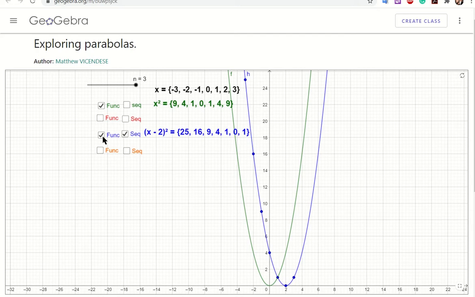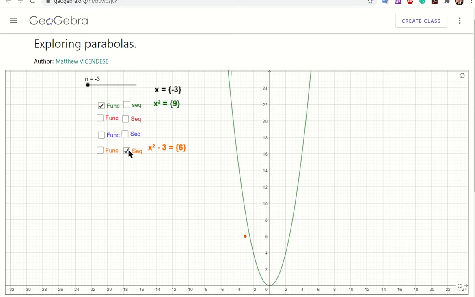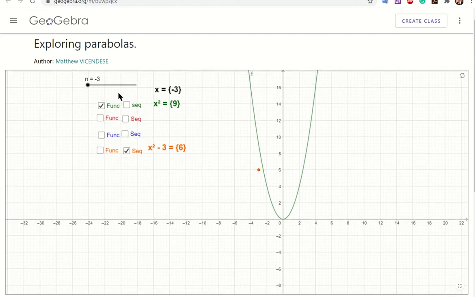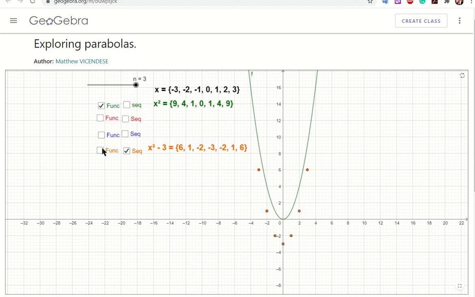Now I've got one final parabola for you to look at, and that is x squared minus 3. Here's our first point, and you can see its y value is 6. That's because minus 3 squared is 9, take away 3 is 6. So let's move that slider and have a look at all the values of x between minus 3 and 3 and fit the parabola to these points. And once again, you can see we've got the original parabola basically just slid down, or translated down 3 places.